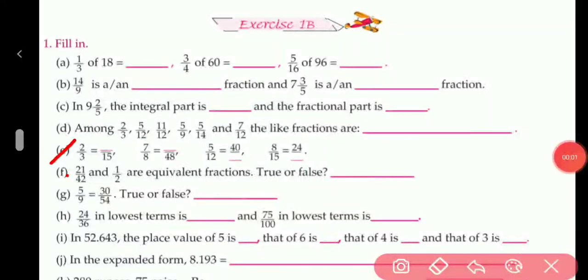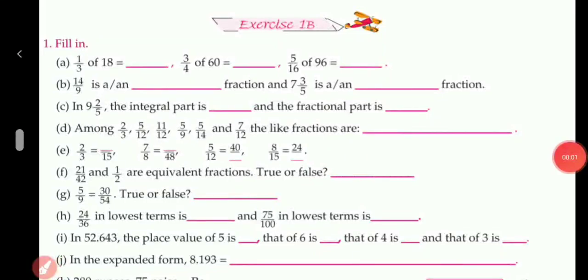In E part, 2 upon 3 equals to dash upon 15. So we have to count the table of 3 till we get 15. 3 1 ja 3, 3 2 ja 6, 3 3 ja 9, 3 4 ja 12, 3 5 ja 15. It means when we multiply 3 by 5, we get the answer 15. So the same number will be multiplied with 2. So 2 5 ja 10. So the answer is 10. In the same way, rest of the questions you will do by yourself.